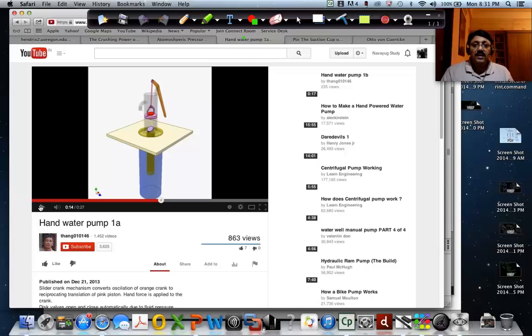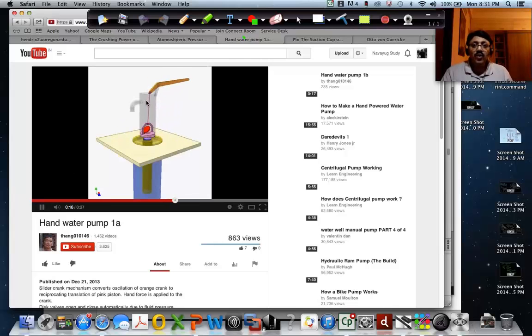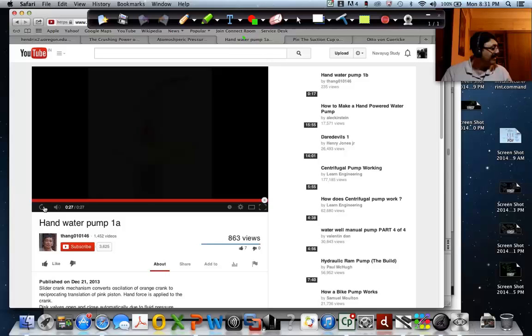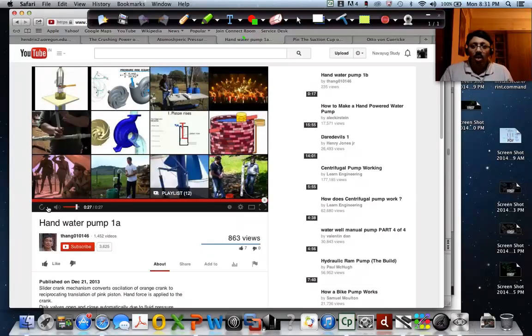See, now it is going up. This water is going up and this is going out. Now the water is being sucked into this chamber. Now when it is coming down, the water is going up and going out of the pipe. Understood?